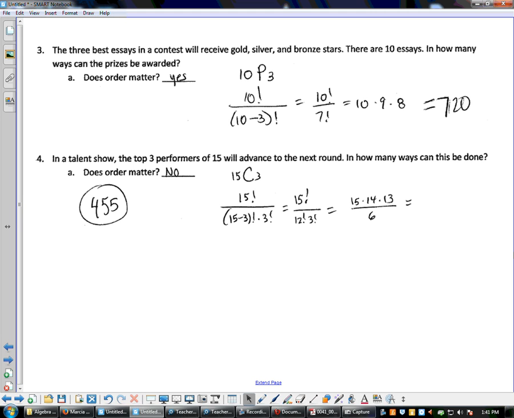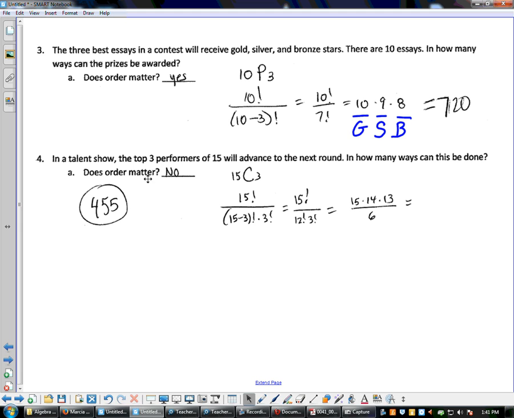You could also say to yourself, I've got to award a gold, a silver, and a bronze. How many people is it possible to win the gold? Well, there's 10 people in this contest, 10 different essays. So that's 10. But once I've awarded that gold, how many are left to have the silver? Well, now there's only 9 left. And then what about the bronze? Now we're down to 8. So that gives you 10 times 9 times 8, which is 720.